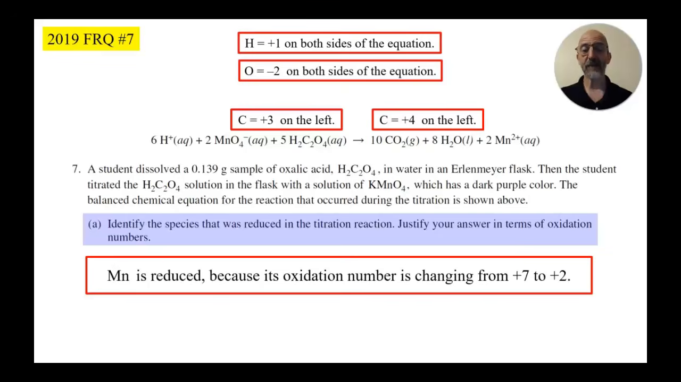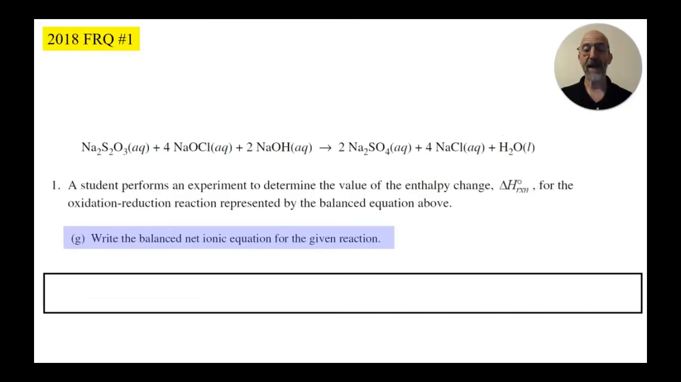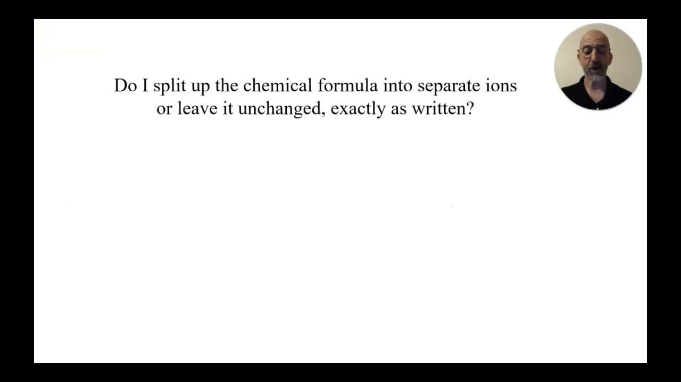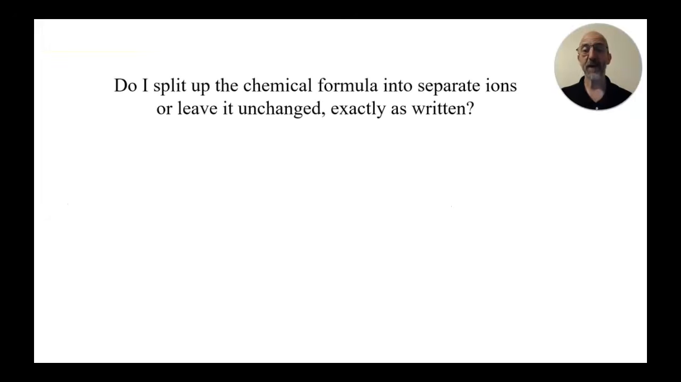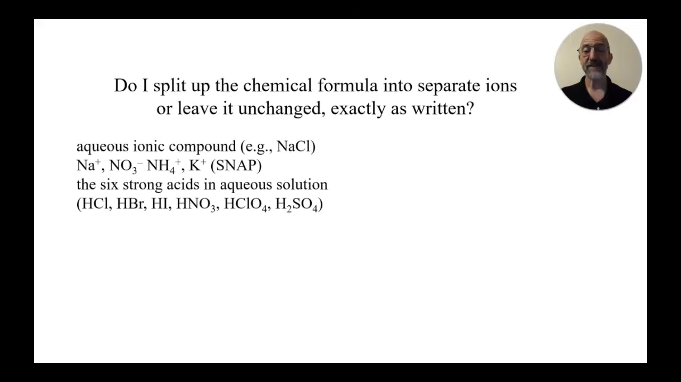All right, our next example involving chemical reactions in Unit 4 is that we have to write a balanced net ionic equation for the given reaction. Now, as you're looking at these 3 reactants on the left, they're all aqueous ionic compounds. And then I see 3 products on the right, 2 of them are aqueous ionic compounds. So here's some guidelines. Do I split up the chemical formula into separate ions, or do I leave it unchanged exactly as written? If it's an aqueous ionic compound, split it up.